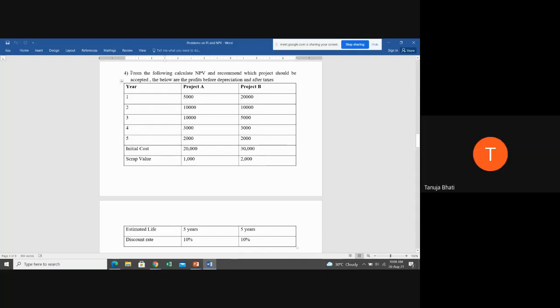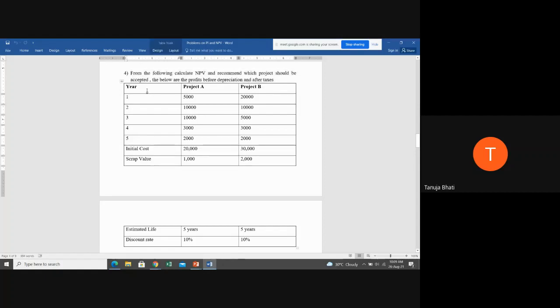Now, from the following, calculate NPV and recommend which project should be accepted. The below are the profits before depreciation and after taxes. Students, you have to read the sentences very accurately and properly. Based on your understanding of the sentence, you are going to do the solution. You have to calculate NPV, and the profits are before depreciation and after taxes. So tax is already deducted in this. This is after tax and before depreciation.